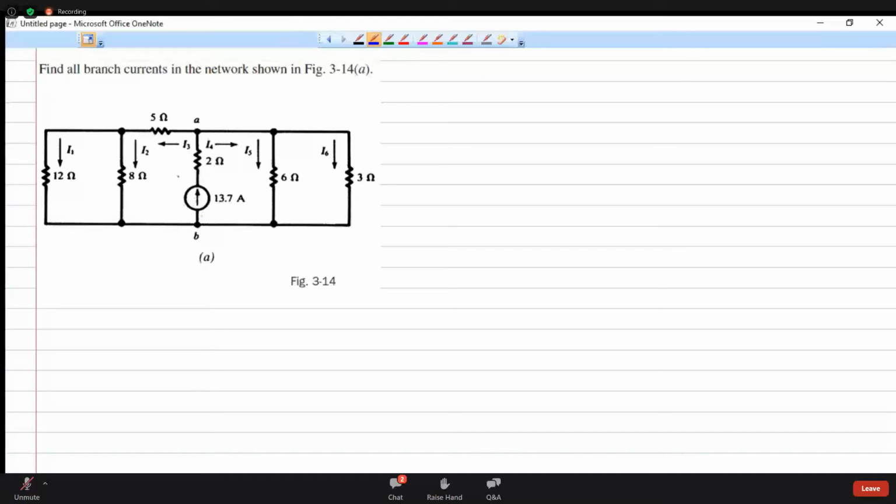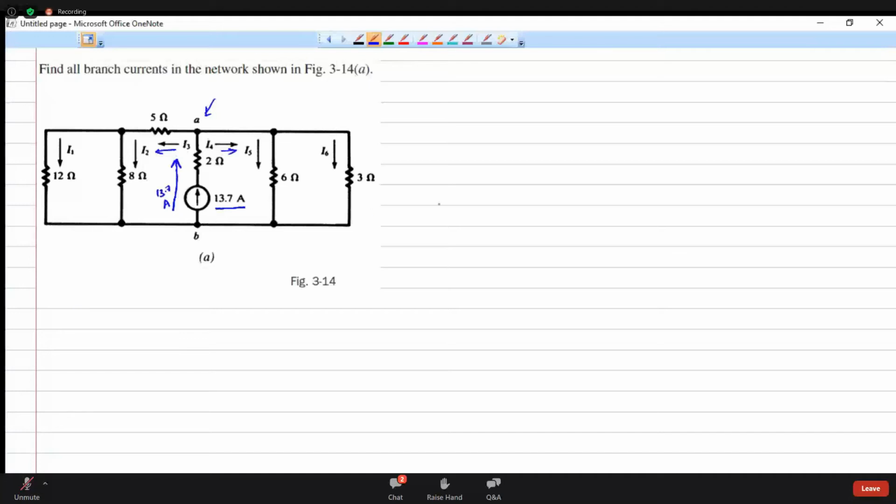So how should I mark the current? In the upward direction. How much current is flowing in the upward direction? It is given by this value. Yeah, 13.7 ampere is going to flow in the upward direction. So that is where we can start. Here a principal node is marked as A, and to that node 13.7 ampere is coming inside, and I3 is going towards the left and I4 is going towards the right.